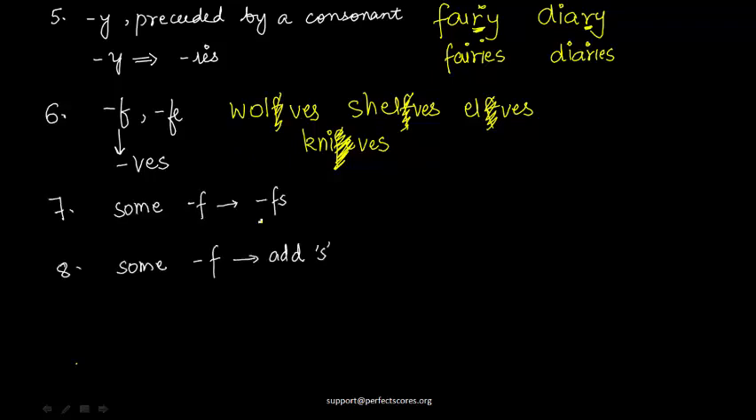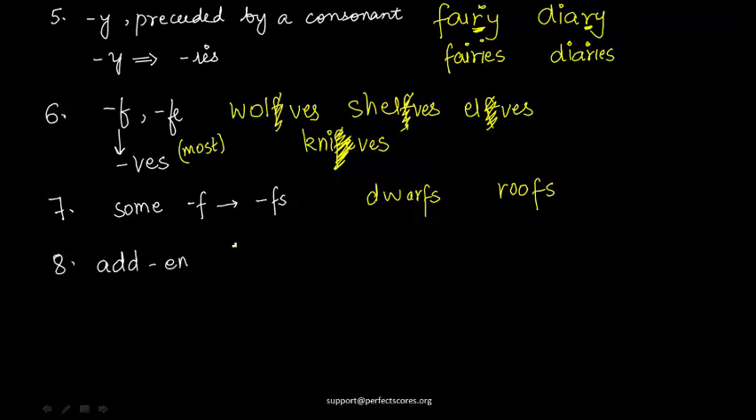Here are the seventh and eighth rules that apply to some words that end with F. Now, most of the words that end with F or FE follow this rule that we've just done. But some of them, like dwarf or the word roof, apply a different rule. All you need to do is convert the F into FS. So just basically add an S. You get dwarfs and you get roofs. So this eighth rule is basically redundant because it says the same thing. All you need to do is add a simple S. So let me just go ahead and remove this eighth rule.